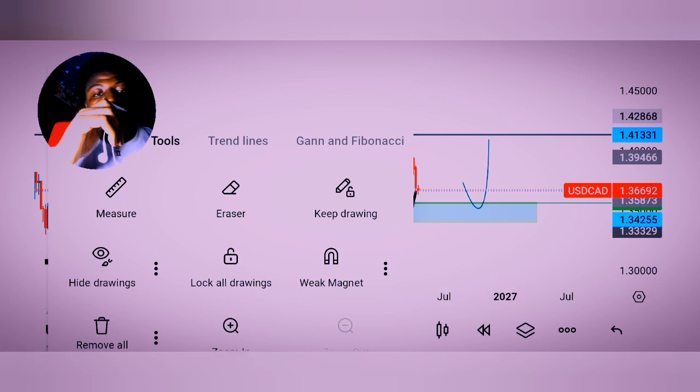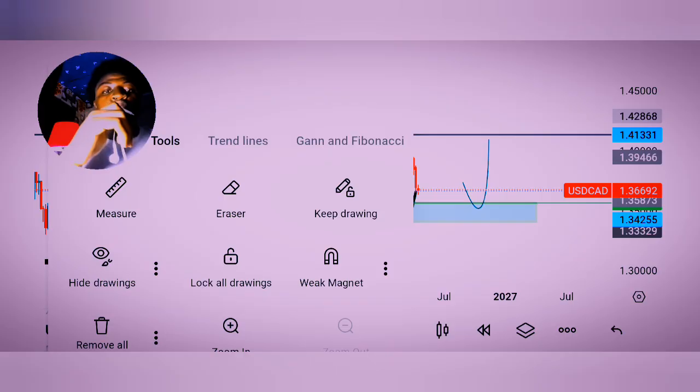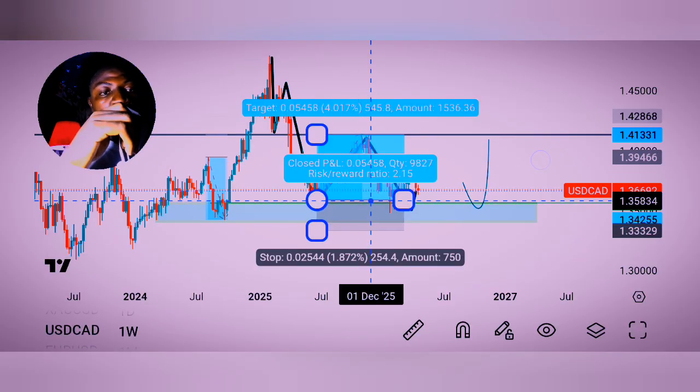And beyond the curve, there are many other tools there, like the measuring tool, the eraser, the keep drawing, and all of that. They hide this, but we are going to examine them one after the other.